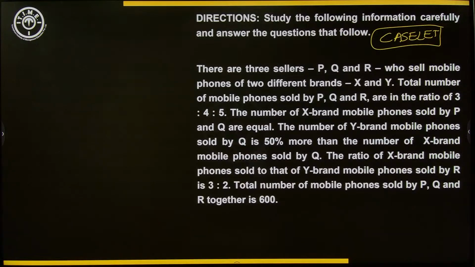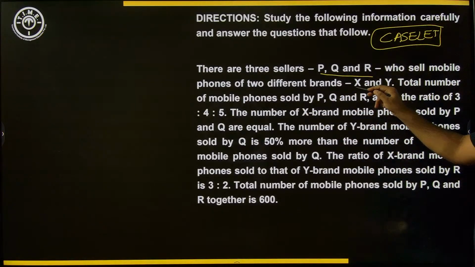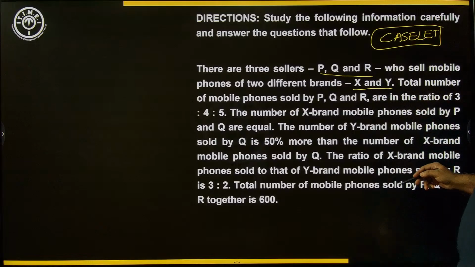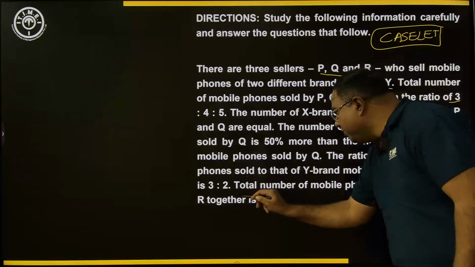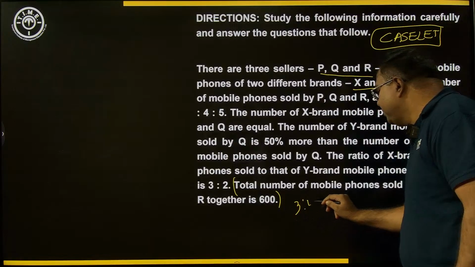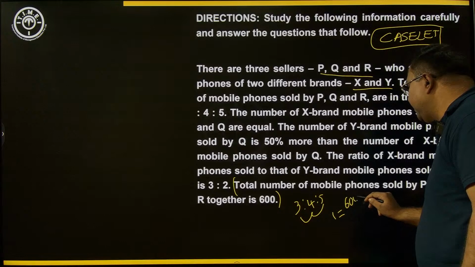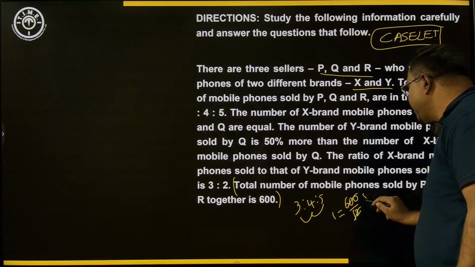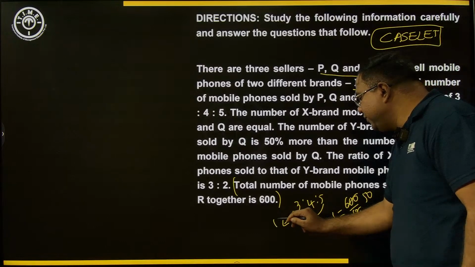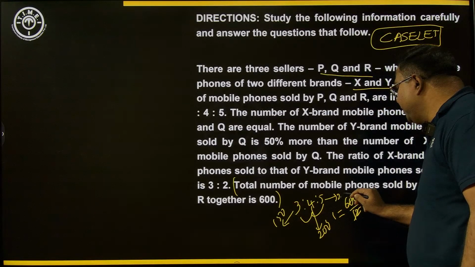Okay, let's put down this data now. All of you, see here. There are three sellers, P, Q, and R, who sell mobile phones of two different brands, X and Y. Total number of mobile phones sold by P, Q, and R are in the ratio 3:4:5. We read that the total is 600. So 3:4:5 means total 12 parts. What is one part value? 600 by 12, so each part value is 50. So three parts, 3 into 50, is 150. 4 into 50 is 200. 5 into 50 is 250.